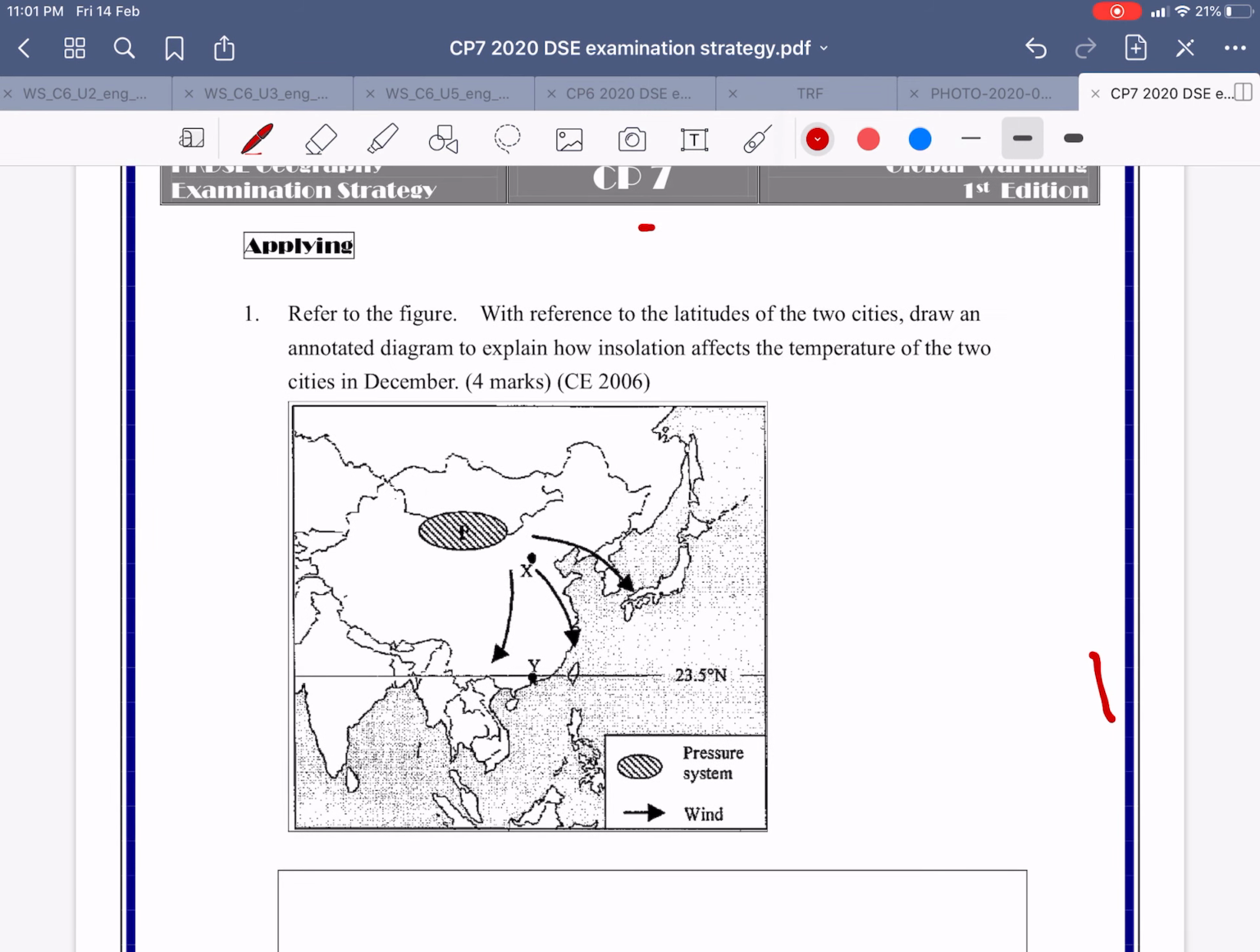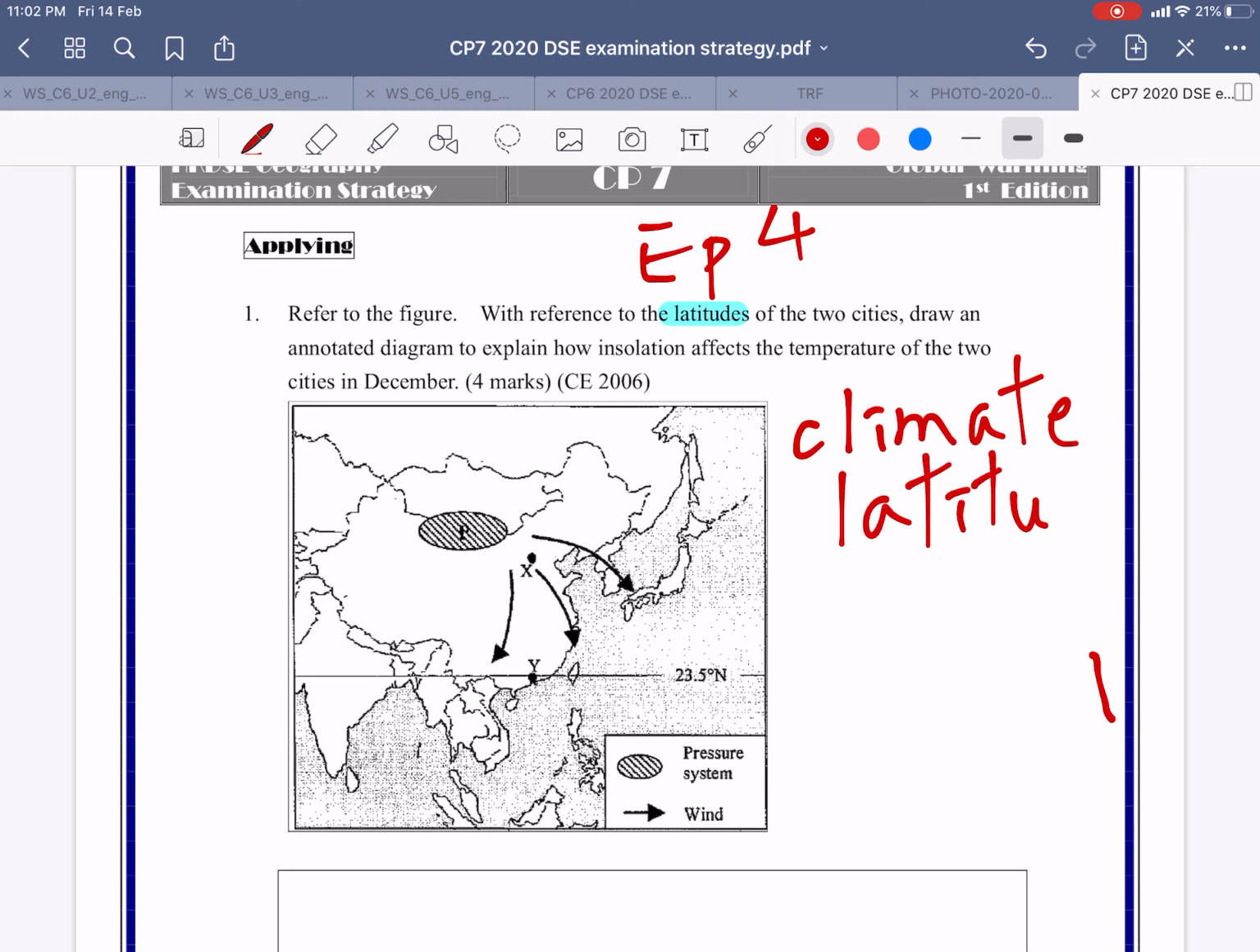It should be episode 4 already, and the difficulty will be increased. Here, I want to tell how to describe and explain the climate differences between two places. This question directs you to think about latitude, though not just latitude. Actually, in the book, we are talking about what is affecting the climate. For example, the latitude first of all, and then we will have the altitude.